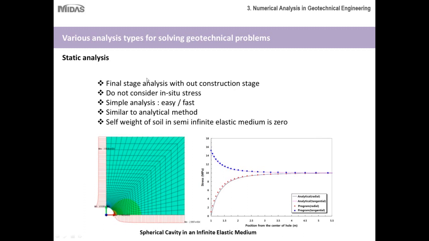Okay, so first, static analysis. This would be, for example, a final stage analysis without a construction stage. In other words, maybe you have a smaller scale or simple project where construction stage analysis wouldn't be necessary. You could just design for the final stage. So the analysis itself is very simple. It's usually very easy and fast. It's very similar to the analytical method. And it's always a good practice.